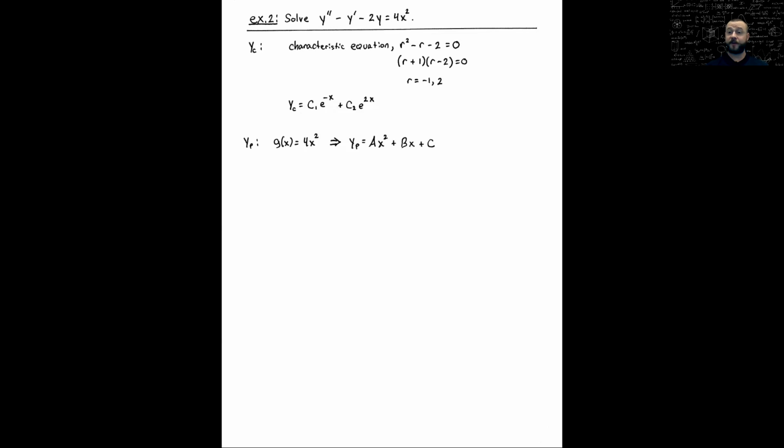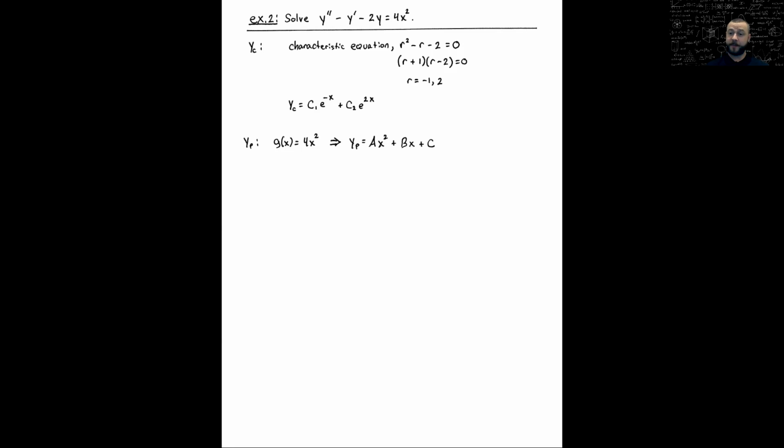All right, here we first start by looking at g of x, which is 4x squared, which is a degree 2 polynomial. So we would try a particular solution of the form, a general degree 2 polynomial. So we'll use yp as ax squared plus bx plus c.